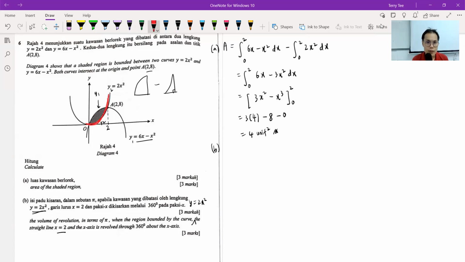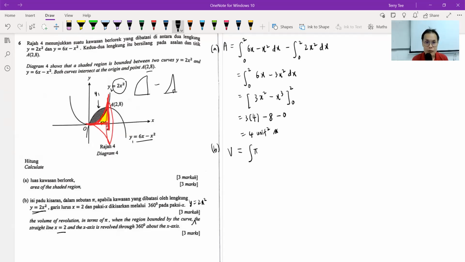x equals 2 is this. And the x-axis is this. So this is the region, and you can highlight the region here. We're going to rotate 360 degrees about the x-axis. If you don't draw, it's okay. The most important thing is when you integrate: when it comes to volume, we have to integrate pi y squared dx.